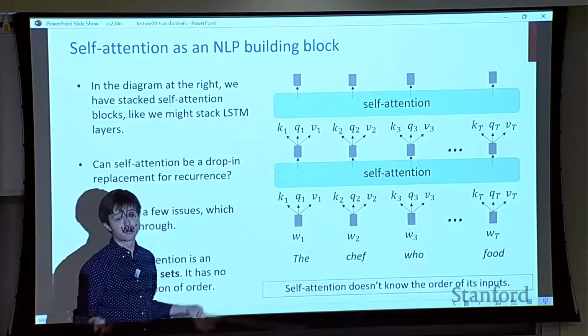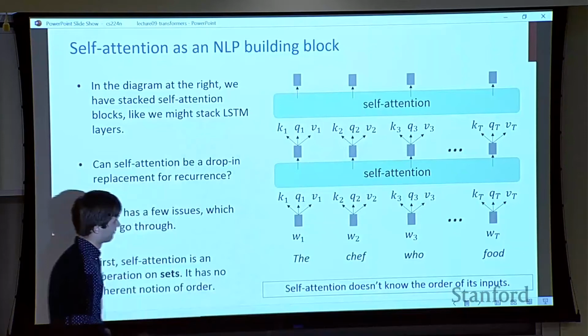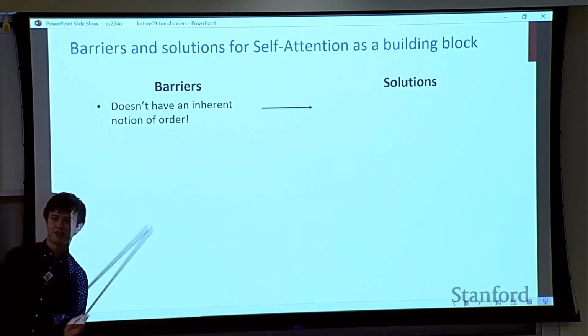So already this is not going to work because the order in which words appear in sentences matters. So here's the first problem that we need to work with. We're going to have a list of barriers, and this is just the first.